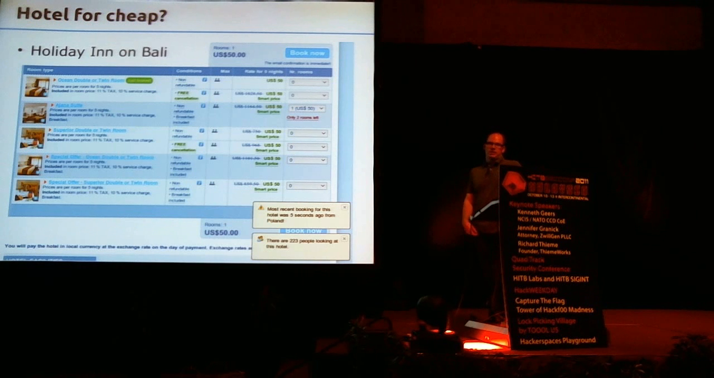Next January, I'm going to be in Bali for $10 a night at the Holiday Inn. They made a mistake. It was supposed to be $170 a night. It ended up being $10 a night. And as you can see in the bottom right, that's why I made the screenshot. The last guy booked it 5 seconds ago, and currently at that page, there are 223 people looking at that particular hotel.